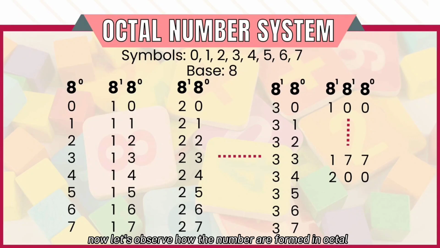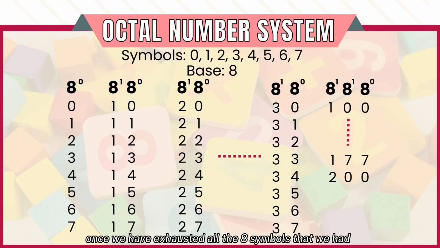Now, let's observe how the numbers are formed in octal, similar to decimal. Here as well, once we have exhausted all the 8 symbols that we had, in order to form the next numbers, we will select the second symbol, that is 1. And alongside 1, we will use all the symbols of octal, that is 0 to 7. So after 7, remember that it is octal and we don't have any symbol beyond 7 in here. So the single digit numbers will be only from 0 to 7.